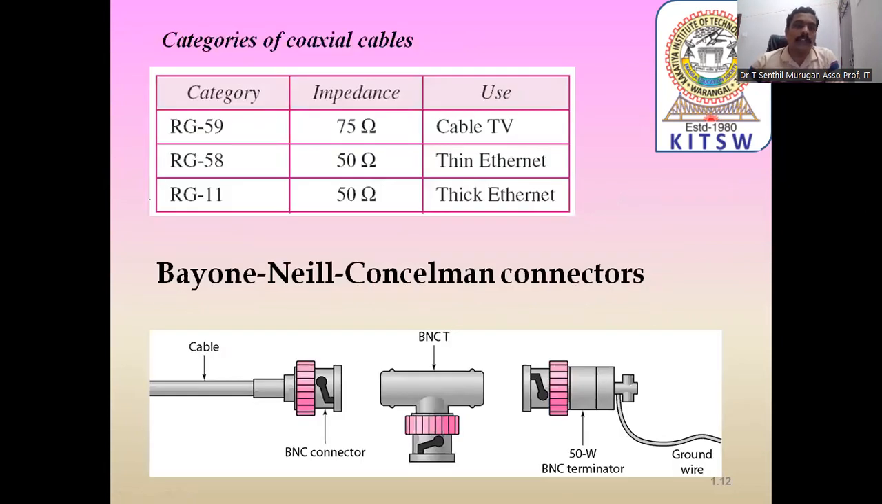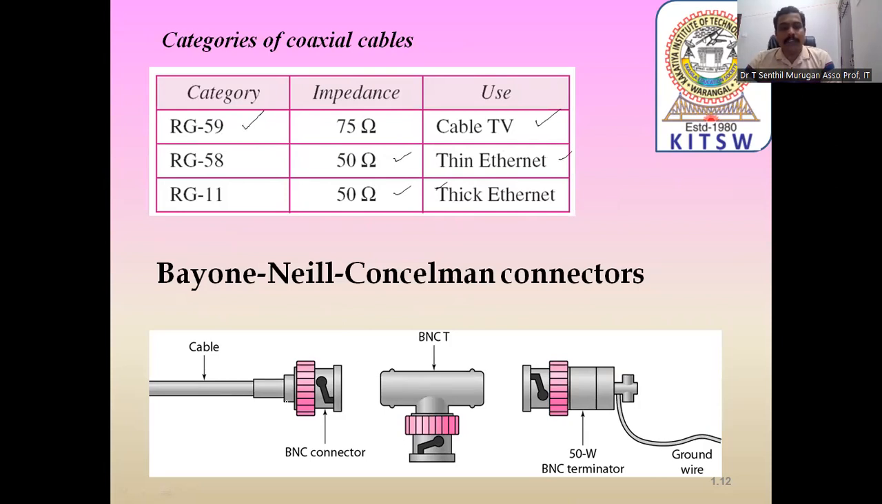Now you see RG59. This is one of the categories. In this category, the impedance is 75 ohms, and it is used for cable TV. So RG59 cables are normally used for cable TV connections. RG58 is 50 ohms impedance, and it is used for thin Ethernet. RG11 is 50 ohms, and it is used for thick Ethernet. So these are the categories of coaxial cables.